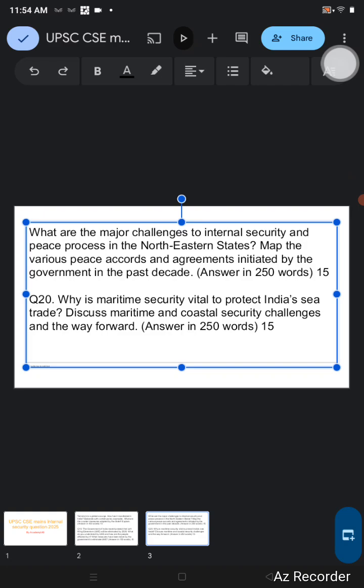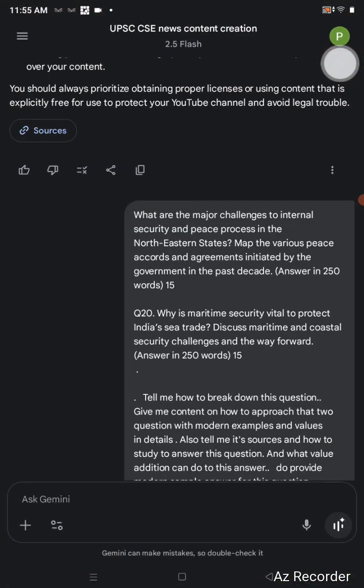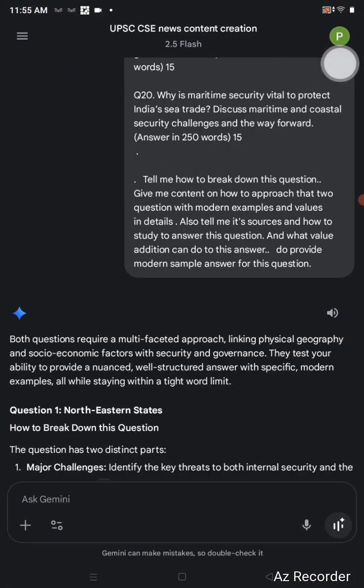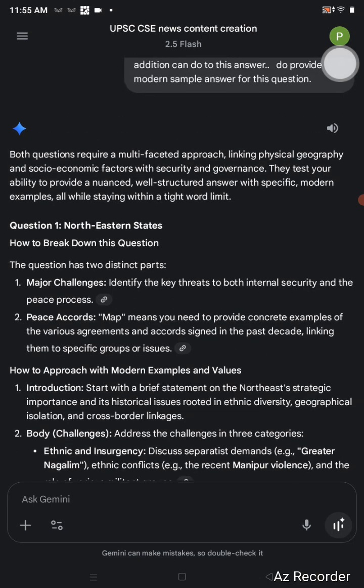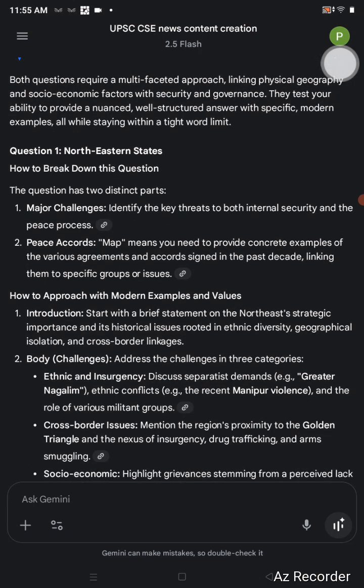So if we have prepared these topics, we do have these notes. So let's see how to approach this question and how to answer it. Here I have this answer approach. The first question, as we said, is about the northeastern states. So let's see how to break down this question.